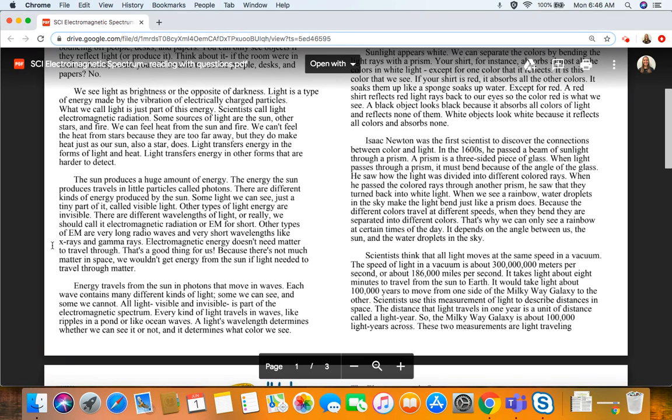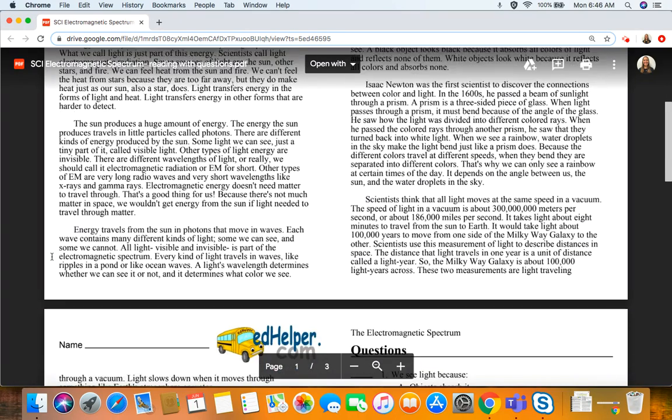Electromagnetic energy doesn't need matter to travel through. That's a good thing for us because there's not much matter in space. We wouldn't get energy from the sun if light needed to travel through matter.